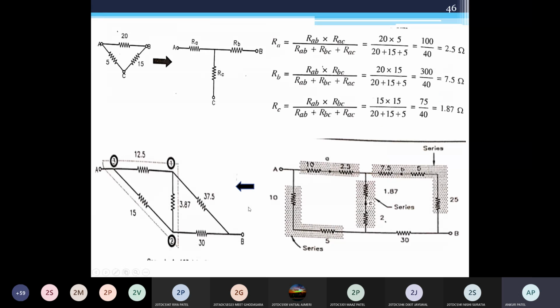Okay, I'm going to the previous slide. So this is your delta. Now convert it into star. So you will have these three resistors, here we name them 1, 2, 3.